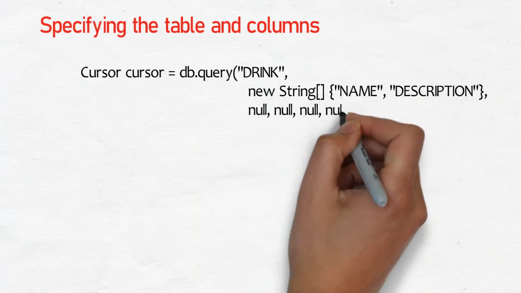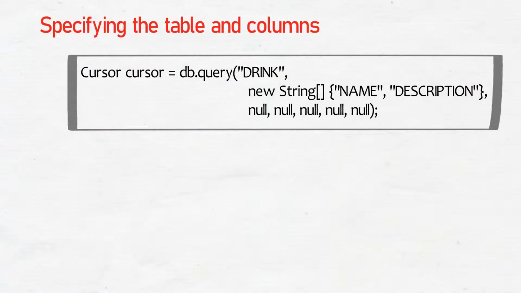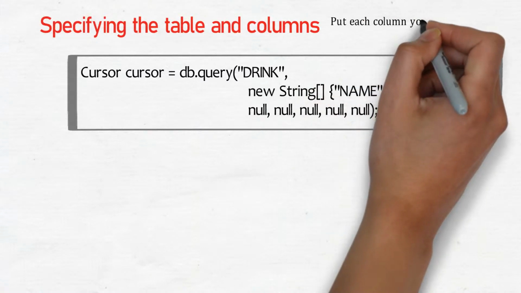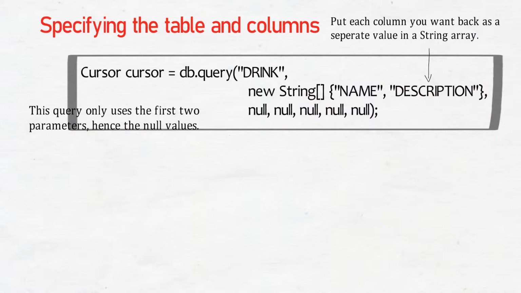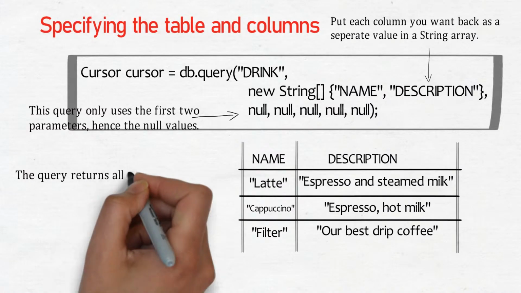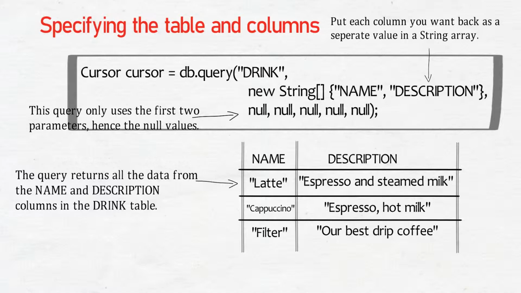As an example, here's how you would use the query method to return the contents of the name and description columns from the drink table. Here, put each column you want back as a separate value in a string array. This query only uses the first two parameters, hence the null values. The query returns all the data from the name and description columns in the drink table.